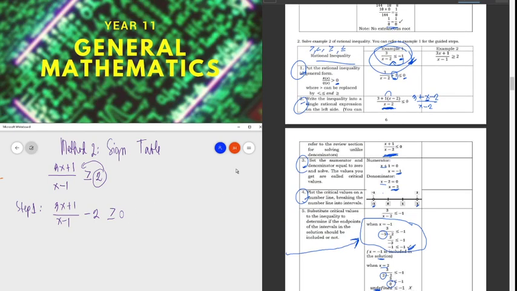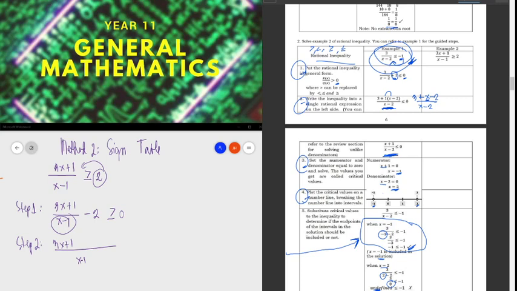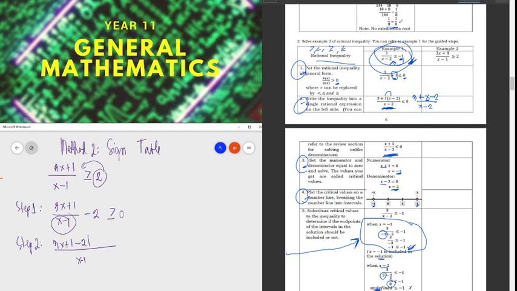We're not yet done with step 1. Step 2, we are now moving on to make this a single rational expression. So our LCD is x - 1. So we have x - 1, then we have 3x + 1, and then minus 2(x - 1), greater than or equal to 0.